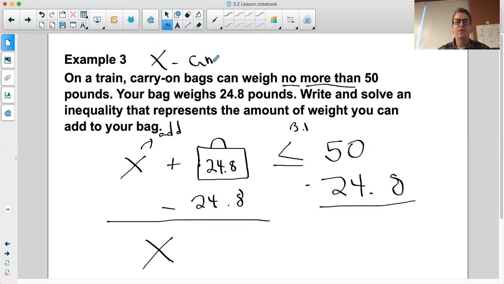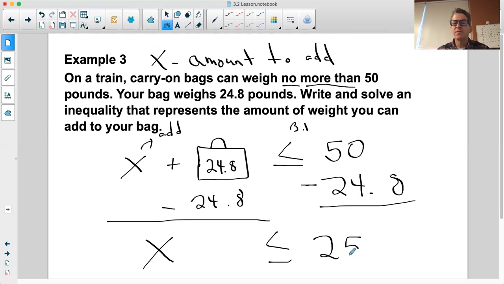And this is commonplace when you go to weigh your bags before you get on the plane. In this case, it's a train. X is less than or equal to 50 pounds minus the 24.8, which would be 25.2 pounds.